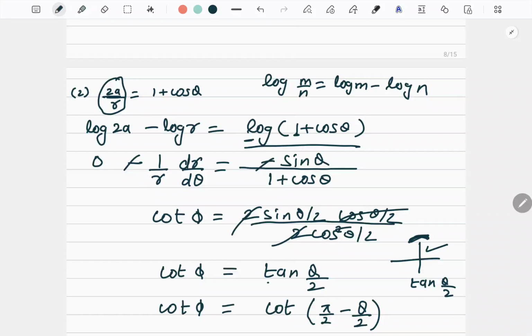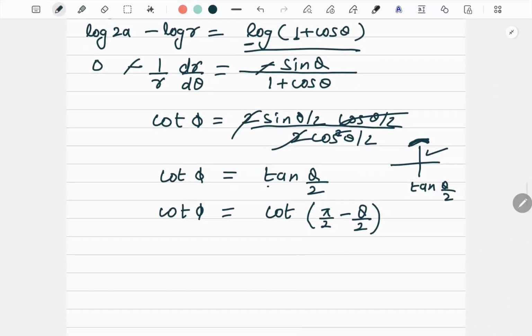Understood now why I told you allied angle plays an important role here? Whenever it comes in terms of tan, I'll convert it into cot by using the allied angle concept. Okay, now you can say phi is equal to pi by 2 minus theta by 2. So this is my answer. Simple. Right? That is why I told you that the half angle formula and allied angle concept both are very, very important and they will be utilized in each and every question. Okay? So this is my answer.